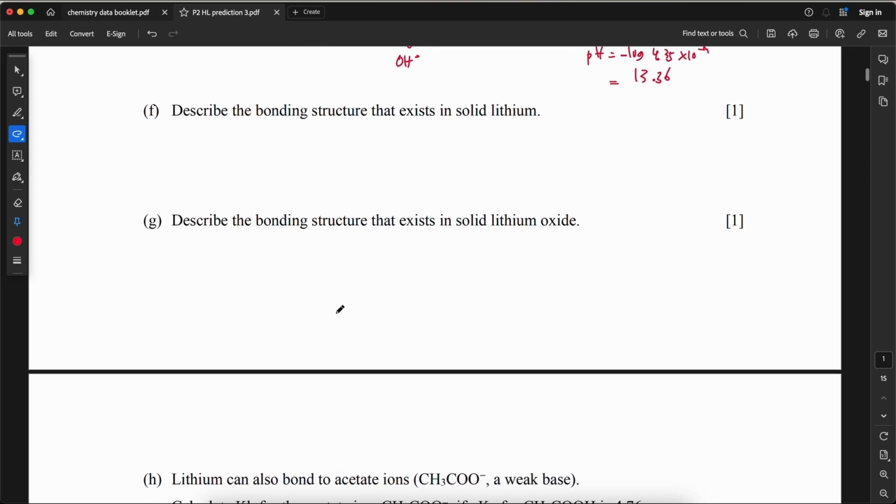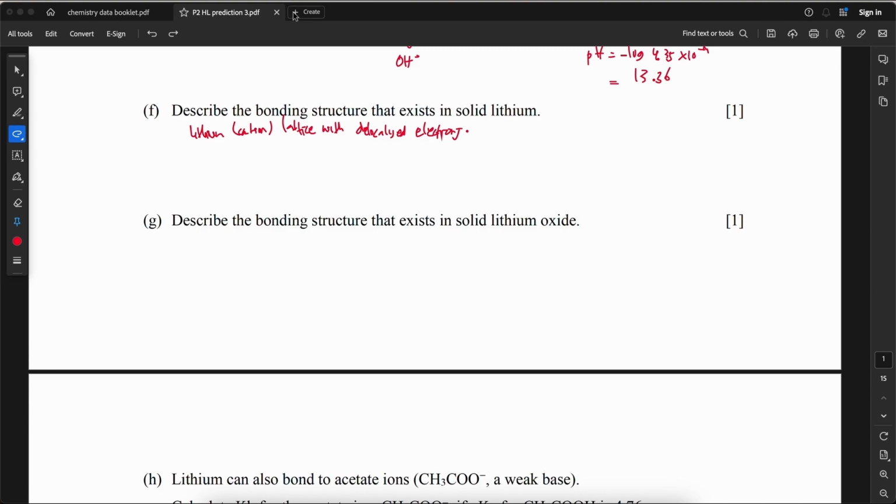Describe the bonding structure that exists in solid lithium. Lithium cation lattice with delocalized electrons. So metal exists as a lattice of cations where the unbound electrons are free to move throughout the lattice.